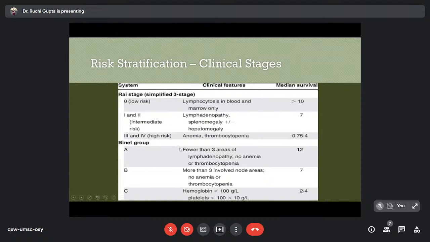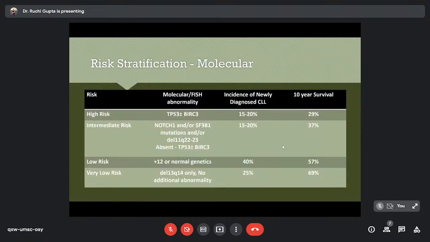The Binet group divides the stage of the disease into stage A, B, and C. Stage A is when there are fewer than 3 areas of lymphadenopathy, no anemia, no thrombocytopenia. In stage B, there are more than 3 areas of involvement, but again no cytopenias. And stage C is where cytopenias develop. So indirectly, what we are able to assimilate is that patients who have cytopenias are actually high risk disease, and these are definitely that group of patients who cannot be kept for wait and watch, and they have to be taken up for treatment.